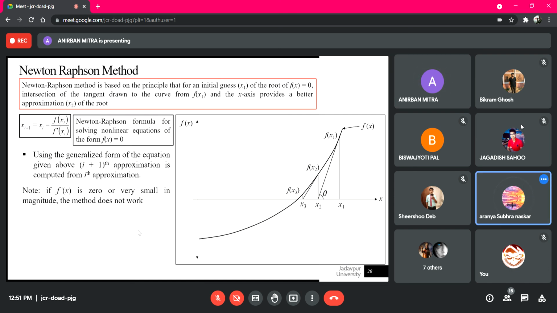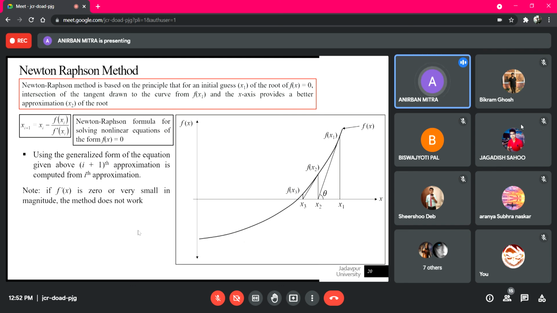Sir, in our C compiler, is there any library function by which we can get the direct derivative of the given function? At this point, I would suggest that you just carry it out by hand symbolically. Get the expression for the derivative, use it as a separate function. Okay, sir. This is in fact one of the disadvantages of Newton-Raphson, that you have to carry out the derivative.